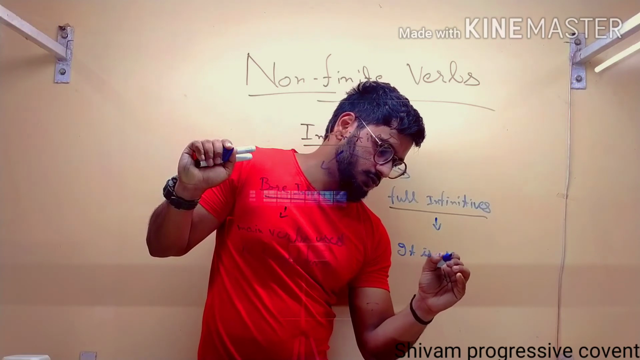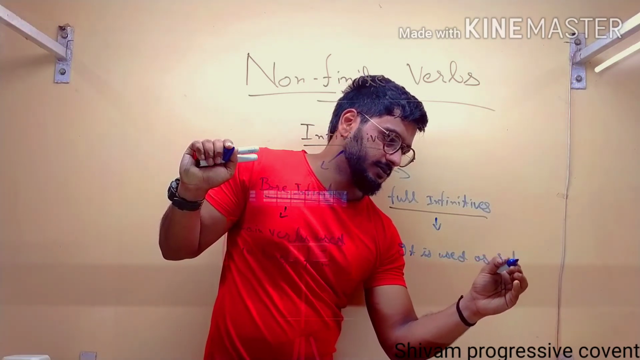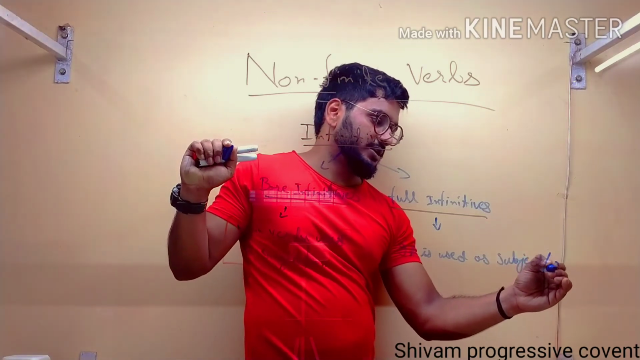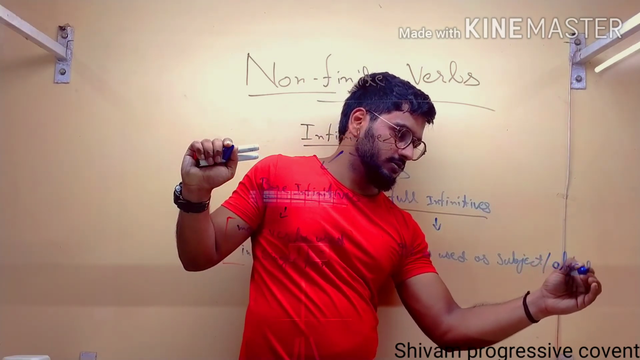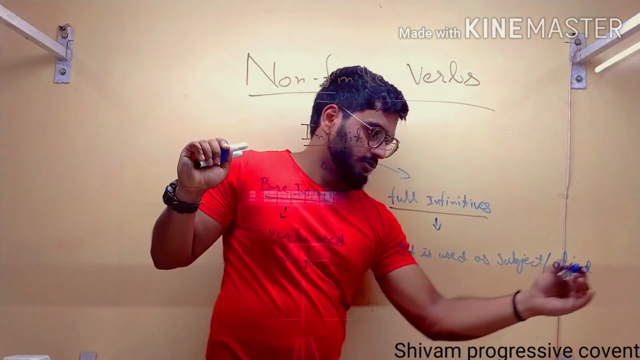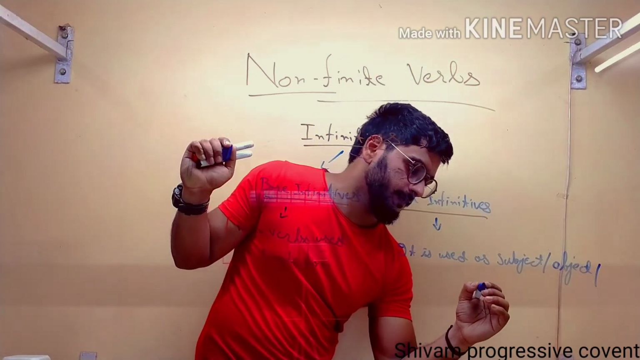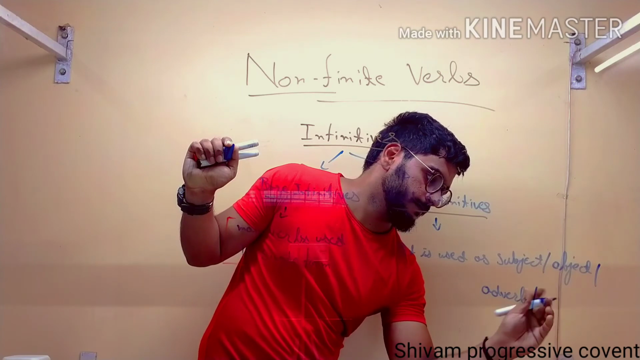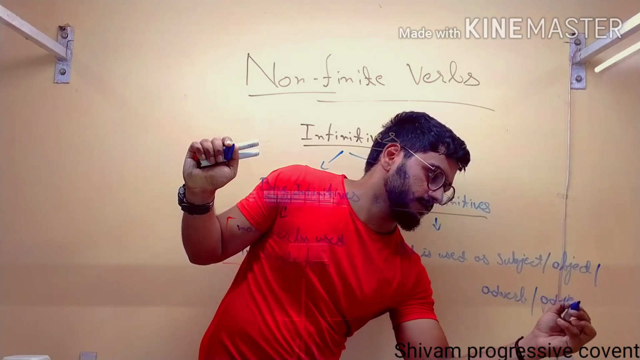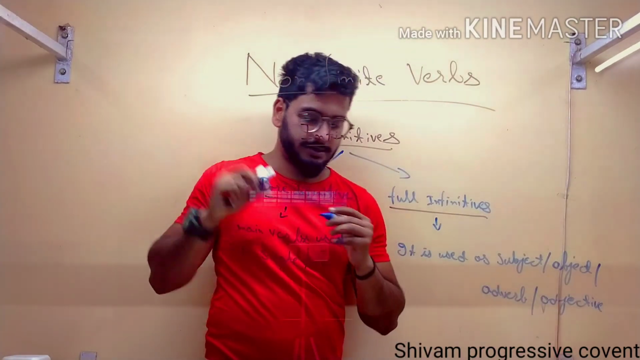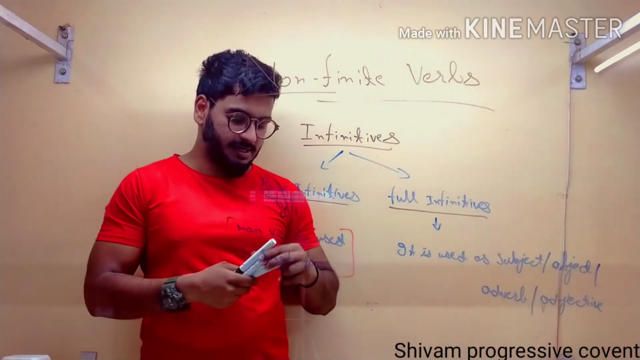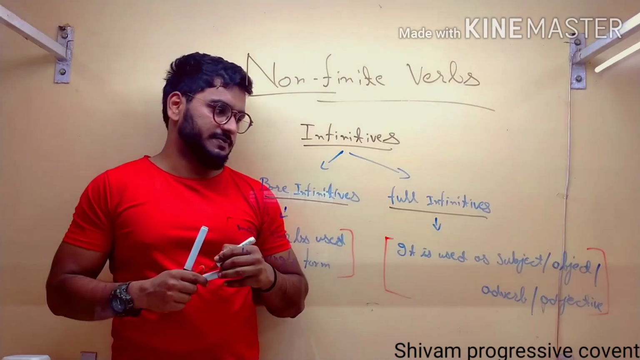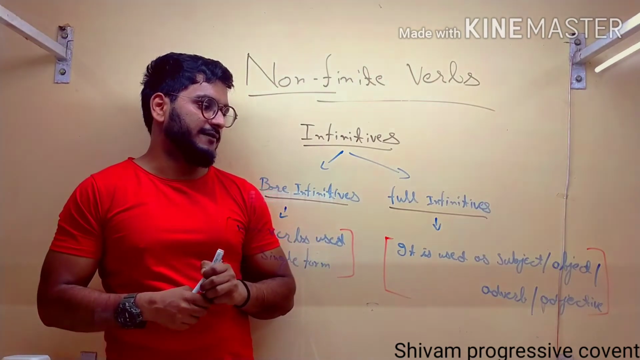It is used as subject or object or adverb or adjective. So you can just see here the full infinitive has many forms, that's why we call it full infinitive. It is used in many ways, that's why full infinitives have many roles.